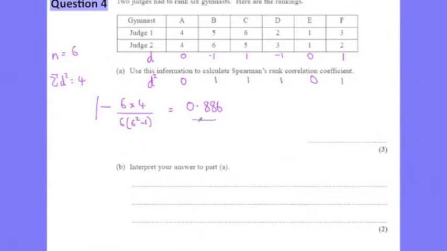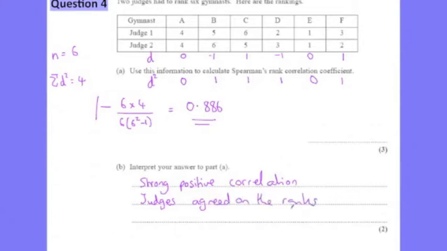We can see here that this number is very close to 1. So we have a strong positive correlation. But what does that mean in the context of this question? We have 2 judges. The relationship between their 2 rankings, what one judge thought and what the other judge thought, was almost the same. So the judges agreed on the ranks. And we can see that by looking at the numbers.